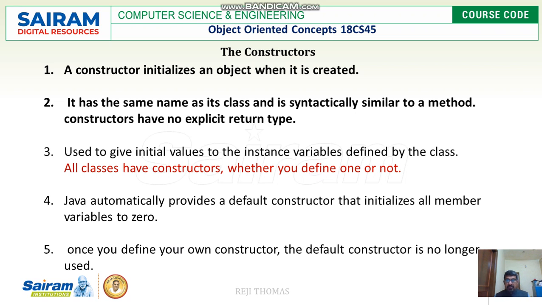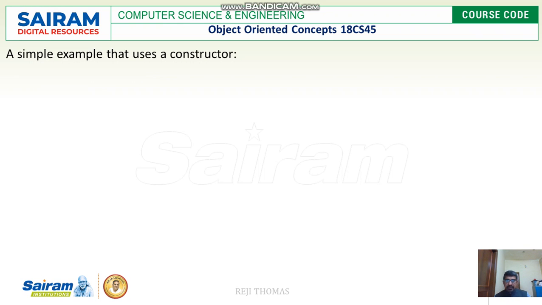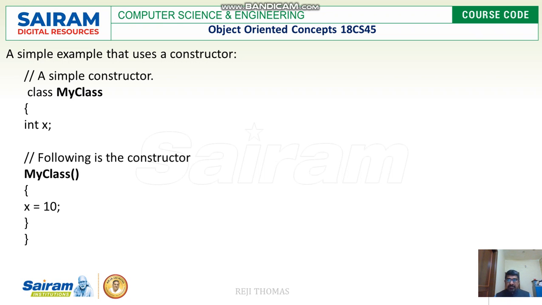So let us see more detail about this. Let us see an example of constructor. Let us start with a class. We have a class called MyClass. This is the class name, and class is the keyword, which has a single variable called x.